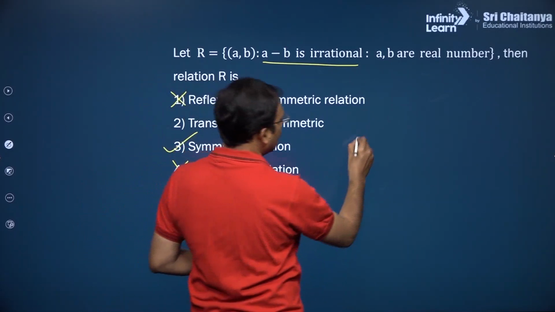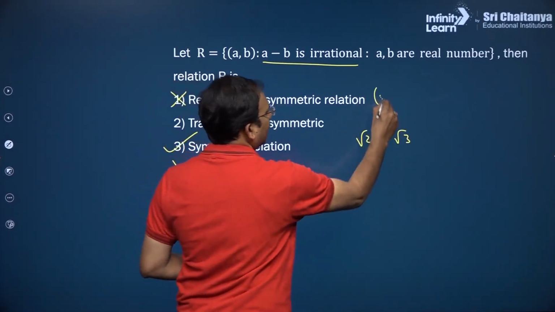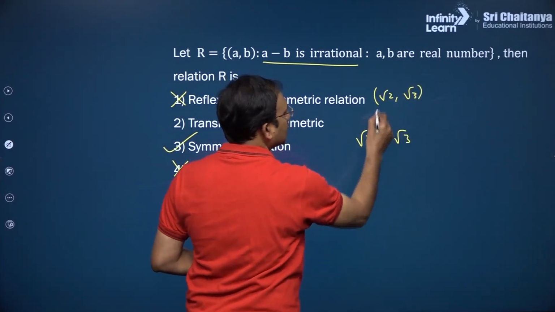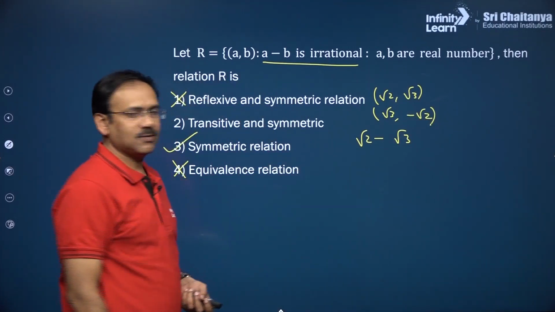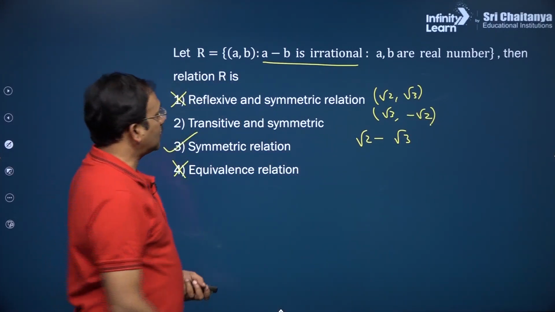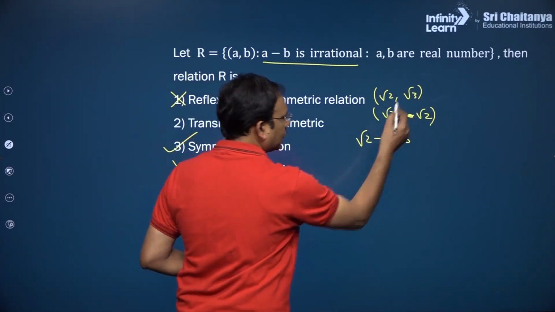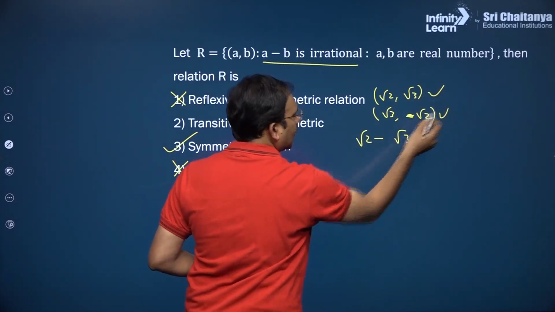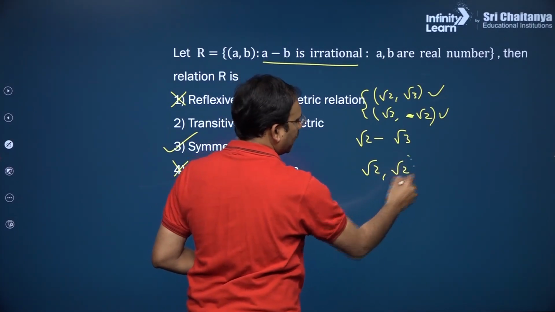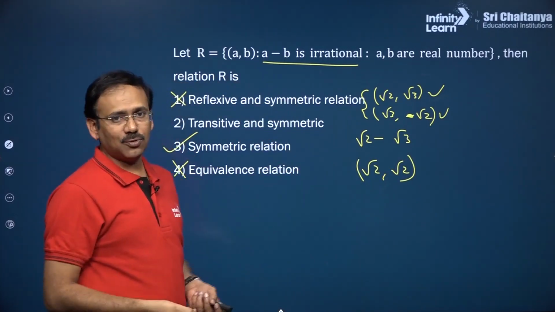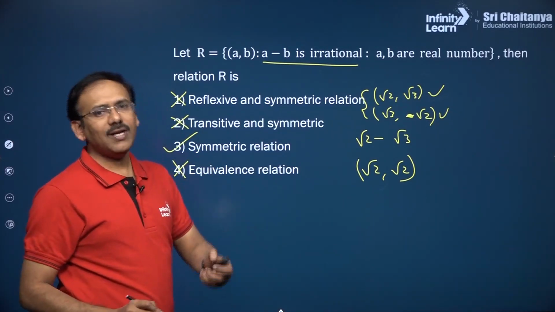You see, my dear friends, root 2 minus root 3 is irrational. So the first element is root 2 comma root 3. The second one, root 3 comma root 2, you can take. So these two are irrational. What about transitivity? Then root 2 comma root 2 must be irrational, which is impossible because root 2 minus root 2 is 0. So transitivity also fails. So this relation is only symmetric.